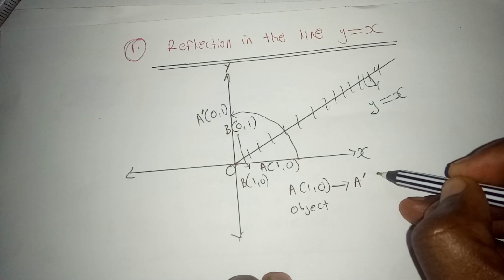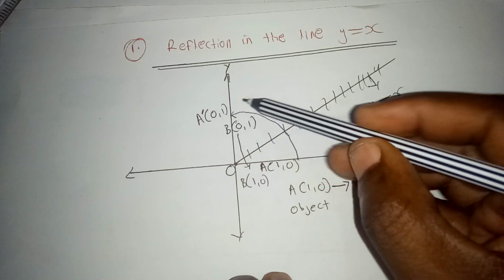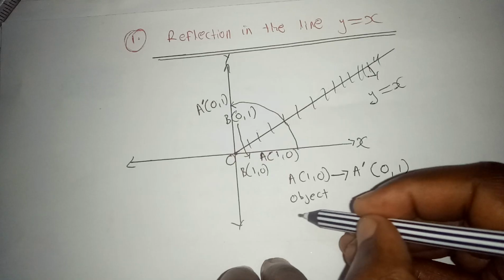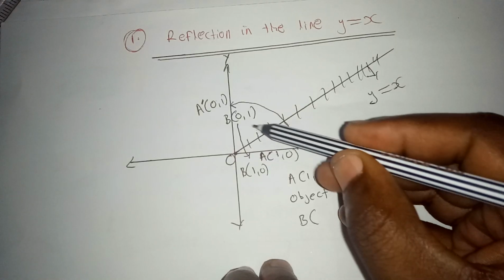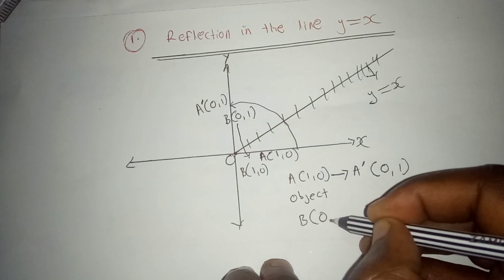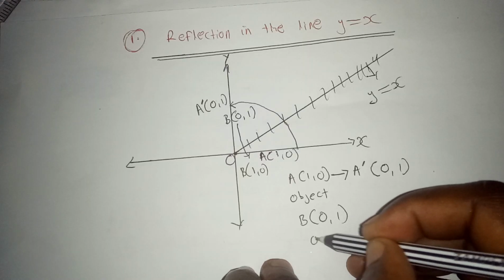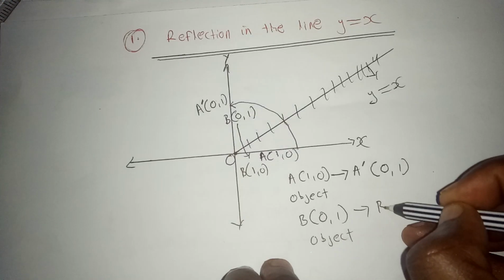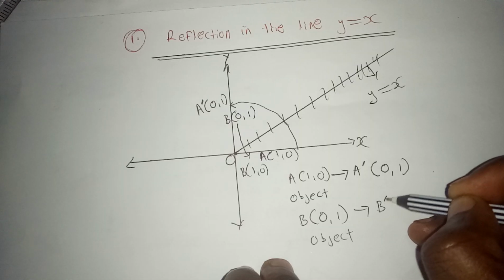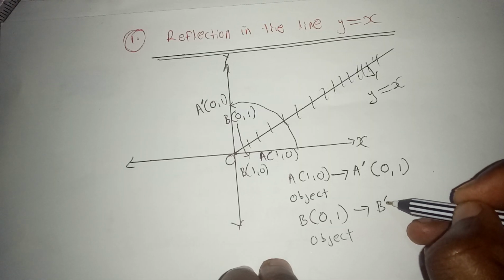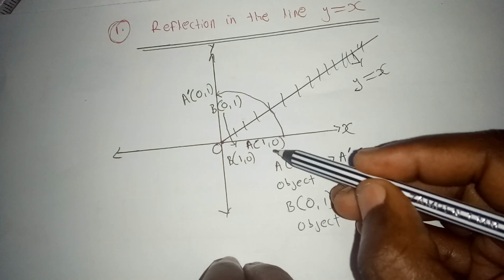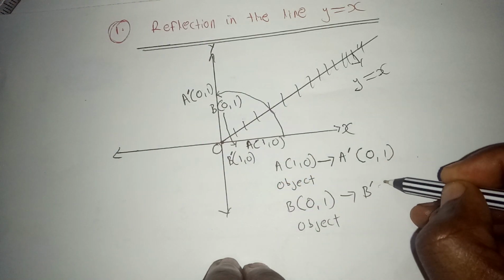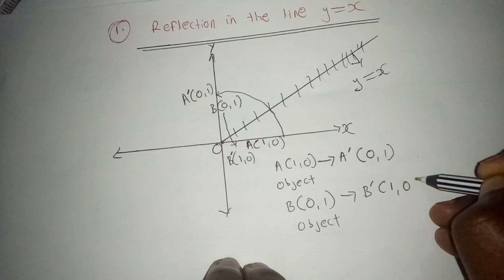So the image of A, as you can see here, will be (0, 1). Then if we have B, which is (0, 1), and this is an object, to find the image of B I'll put a prime. When I put it like this, it means you see an image. So the image of B will be here, which is (1, 0).